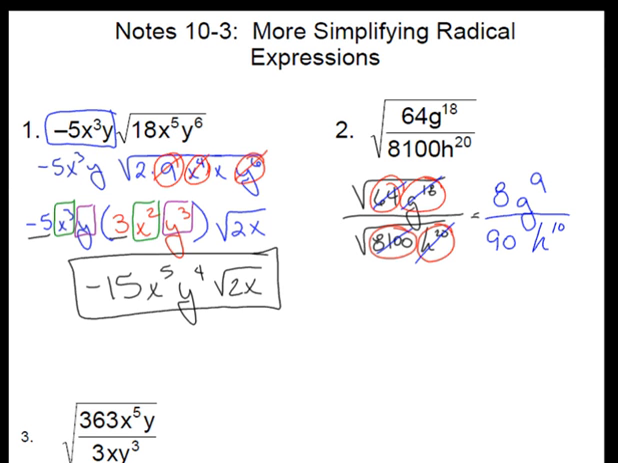At this point here, I have to look at the fraction and see, can I reduce anything? Well, I have 8 over 90. I can reduce that. I can take a 2 out of each of them, so divide the top and bottom by 2. So my final answer for this one would be 4g to the 9th over 45h to the 10th.